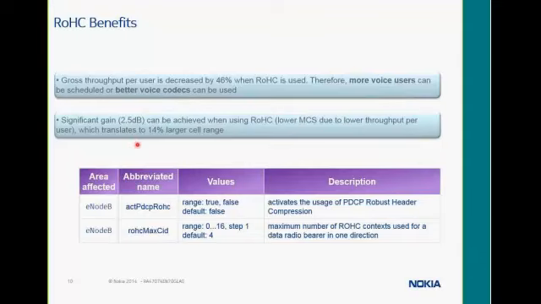Another thing is, with the robust header compression, it allows us to use a lower MCS, which is a more robust MCS. Because I'm transmitting fewer bits, I can also use that to provide better coverage of my cell. It gives me about 14% larger cell range by using robust header compression, because of the lower, more robust MCS.